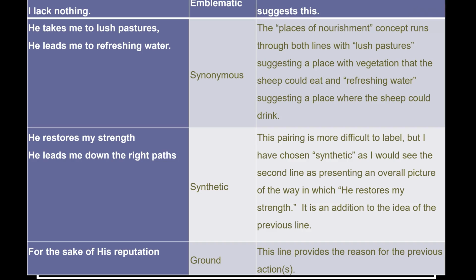And then finally, "for the sake of his reputation" would be a grounding type of parallelism. This line provides the reason for the previous action. So in our step 2, we're looking at the identification of parallelism and then how that flows together.